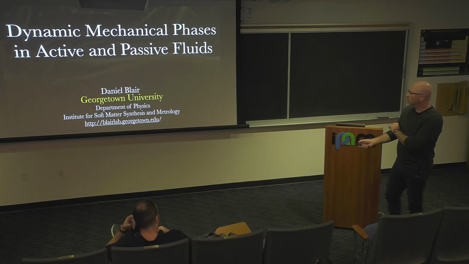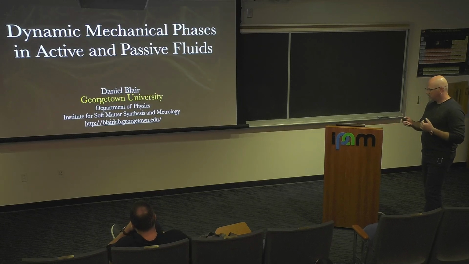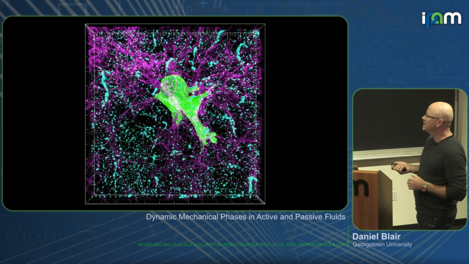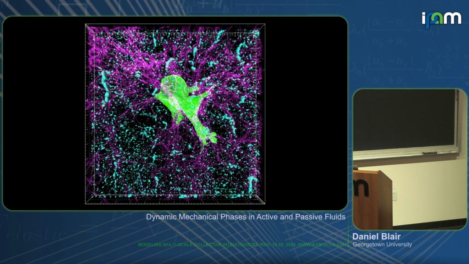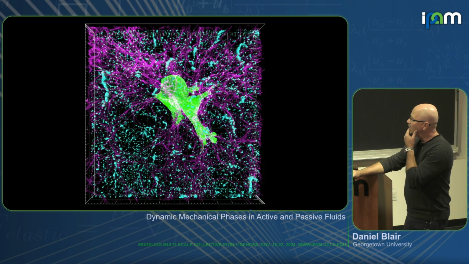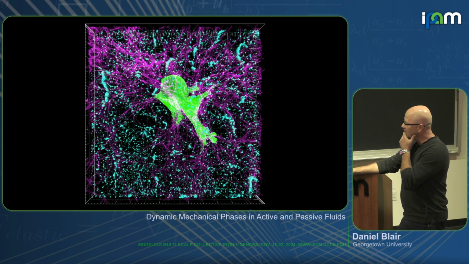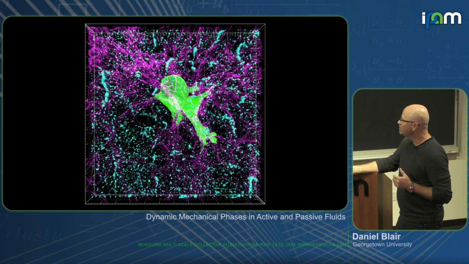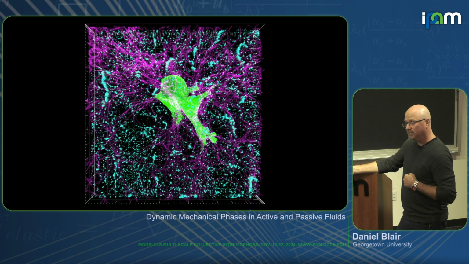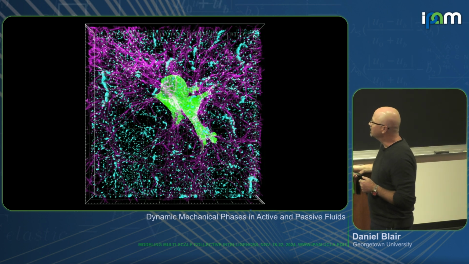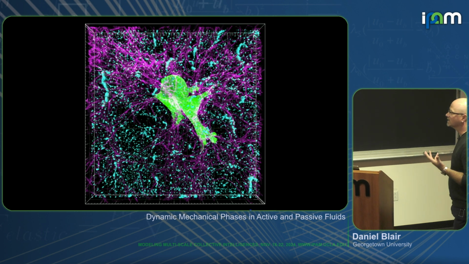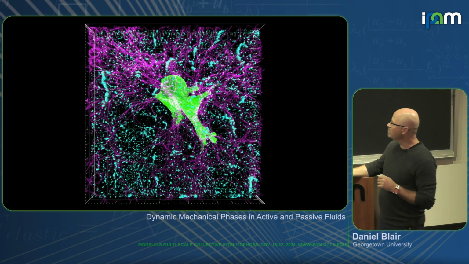So again, I'm Dan Blair. I'm from Georgetown. And I'm going to tell you a little story today that sort of can be summed up in one movie. This movie was taken in my lab a number of years ago by one of my postdocs. And this is a breast cancer cell, this green blob. It's embedded in a three-dimensional matrix of collagen, which is the stuff that makes us us. It makes up most of our bones. We're really good at making gravy because we can break this collagen down into gelatin, and that's what makes things taste good at Thanksgiving time.